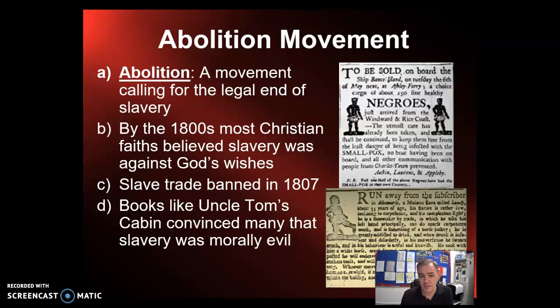And then in the 1850s, Harriet Beecher Stowe wrote a book called Uncle Tom's Cabin. That's going to convince a lot of people that slavery is something that has to end. It depicts slavery as a dehumanizing, evil institution.